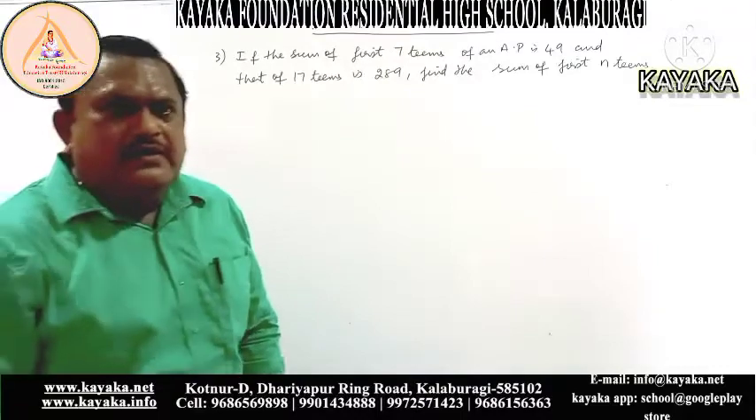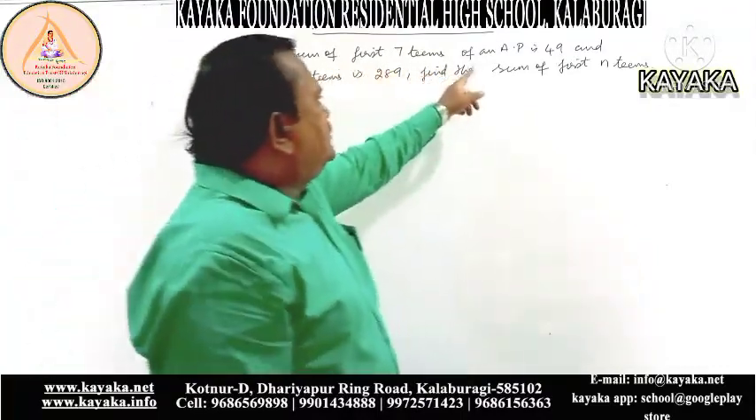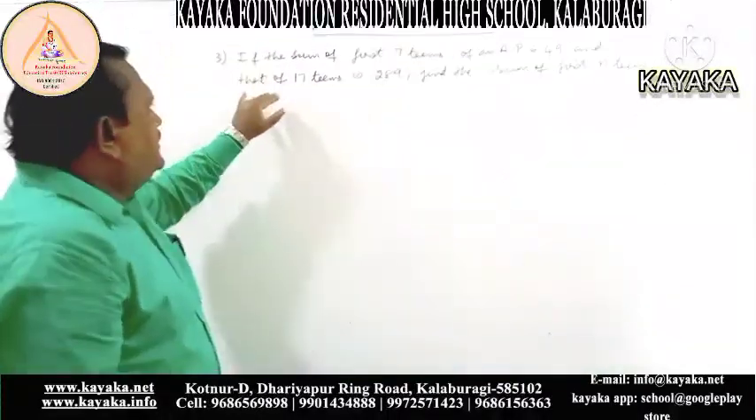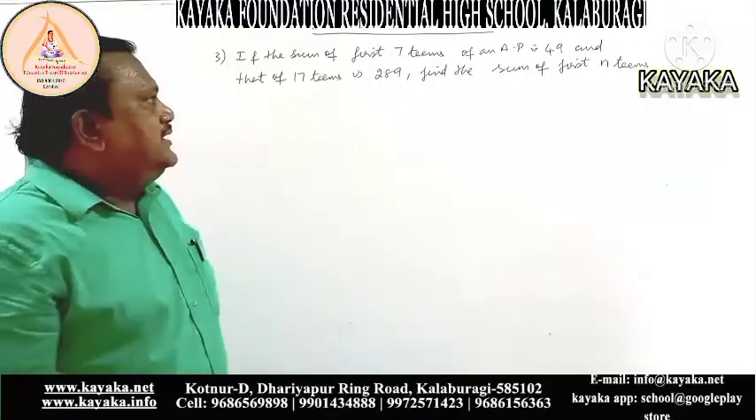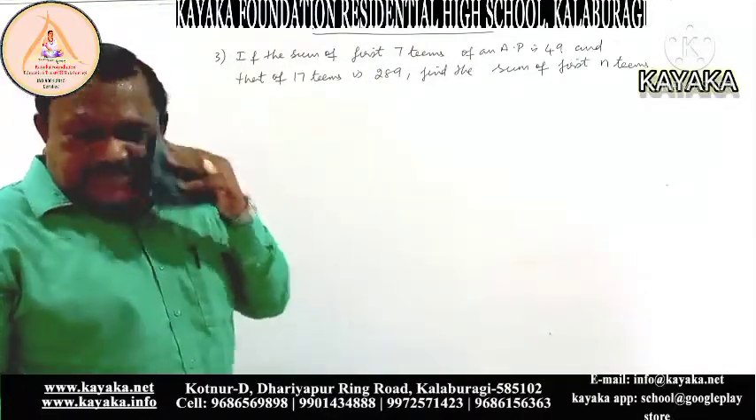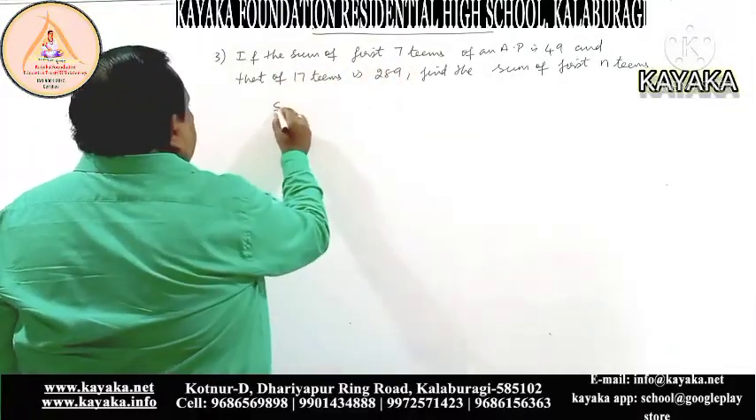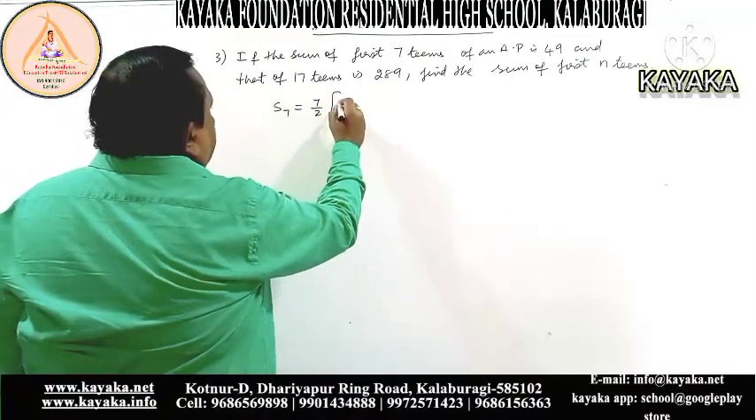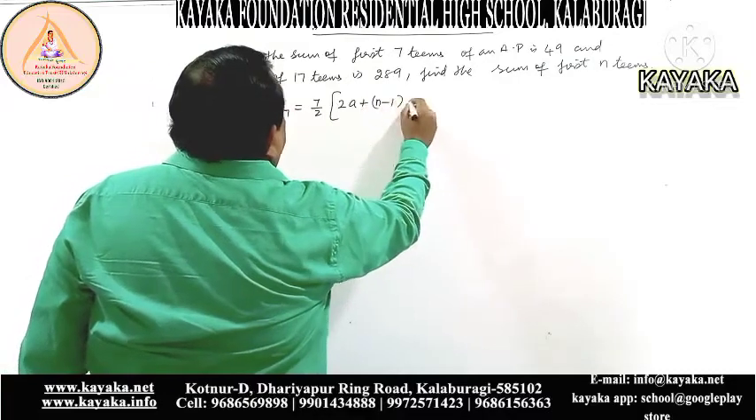What they have given, you just have to read and understand. If the sum of first 7 terms of an AP is 49, and again the sum of 17 terms is 289, they have given. Find the sum of the first n terms. Therefore, for the first 7 terms, S7 will be equal to 7 by 2 into 2a plus n minus 1 into d.